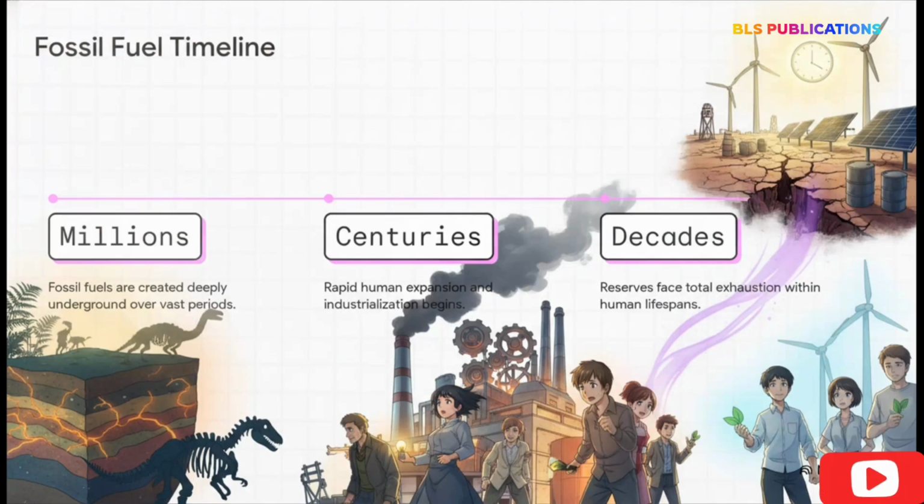When you map it out, the mismatch in pacing is frankly terrifying. Think about it. Nature takes millions of years to brew fossil fuels deep underground. Humans come along, and in just a few centuries of rapid industrialization, we become completely dependent on them. And now we're looking at mere decades before those reserves are totally tapped out. It absolutely highlights why we need to transition to renewable substitutes and use what we have very, very carefully.